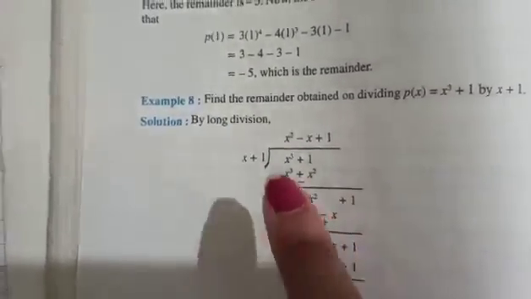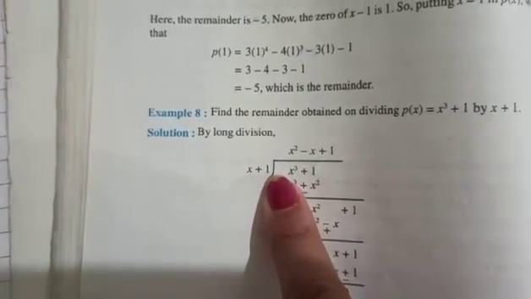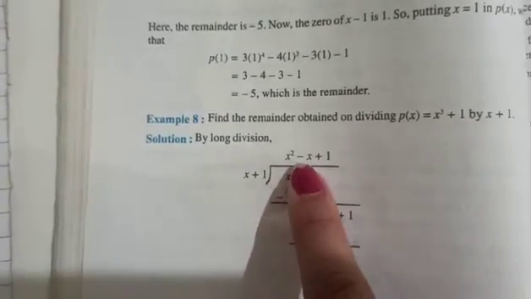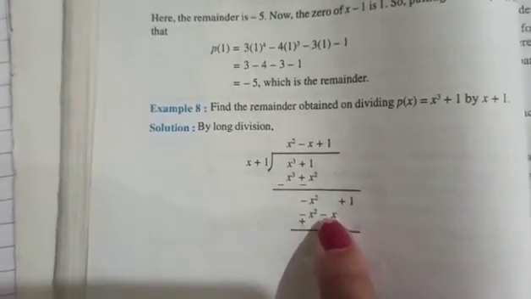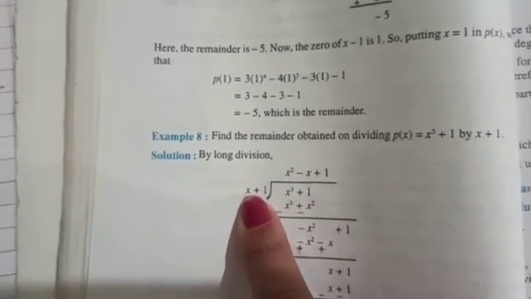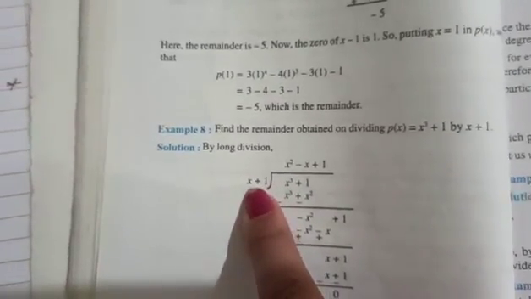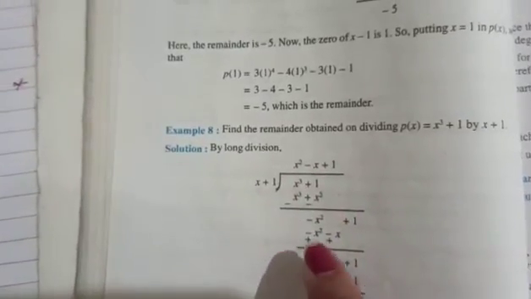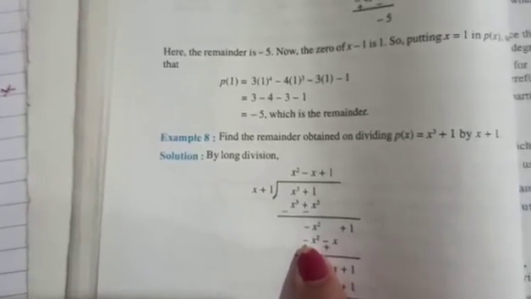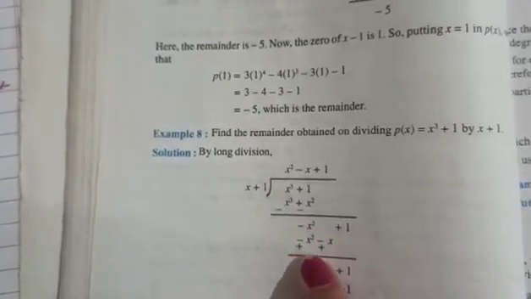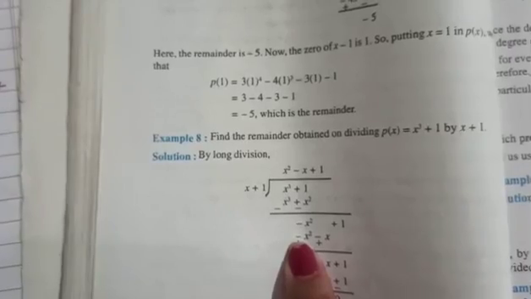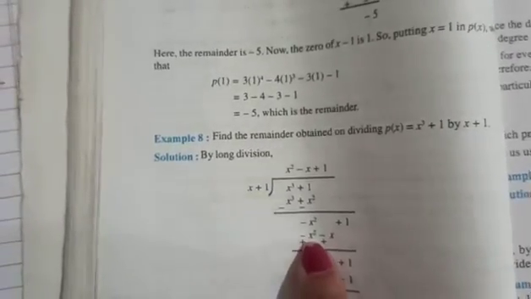x multiplied by minus x is minus x square. Now the second term of the divisor also is to be multiplied. The second term of the divisor is plus 1. So plus 1 multiplied by minus x is minus x. So we have multiplied the divisor by minus x to get minus x square here. Why? Because this minus x square and this minus x square will cancel out when we change the sign of this minus x square.